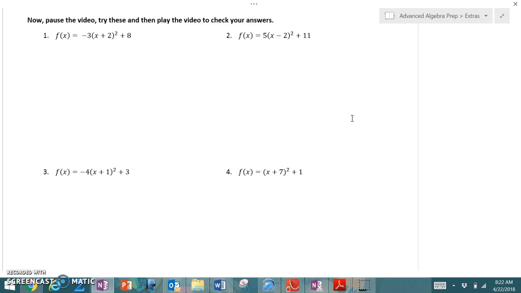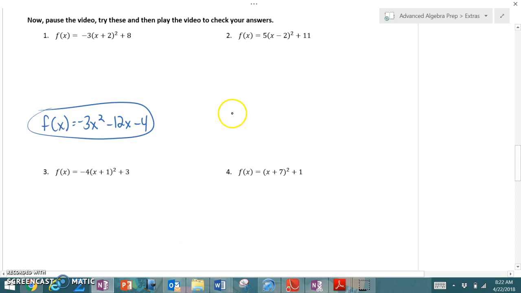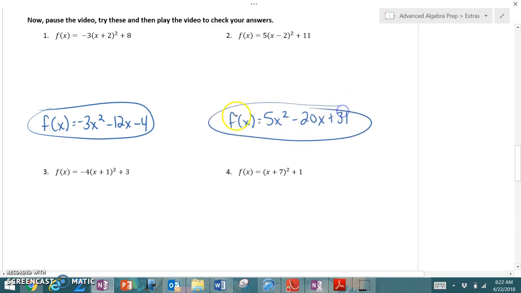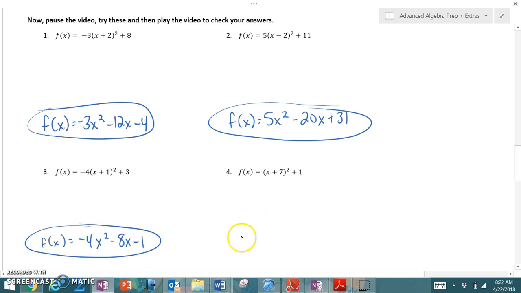Okay, so again, what I'm going to do first is for number 1, I'm just going to write what I got as my final answer. I got f of x equals negative 3x squared minus 12x minus 4. For number 2, so I'll circle that, I got f of x equals 5x squared minus 20x plus 31. For number 3, I got f of x equals negative 4x squared minus 8x minus 1. And for number 4, I got f of x equals x squared plus 14x plus 50.